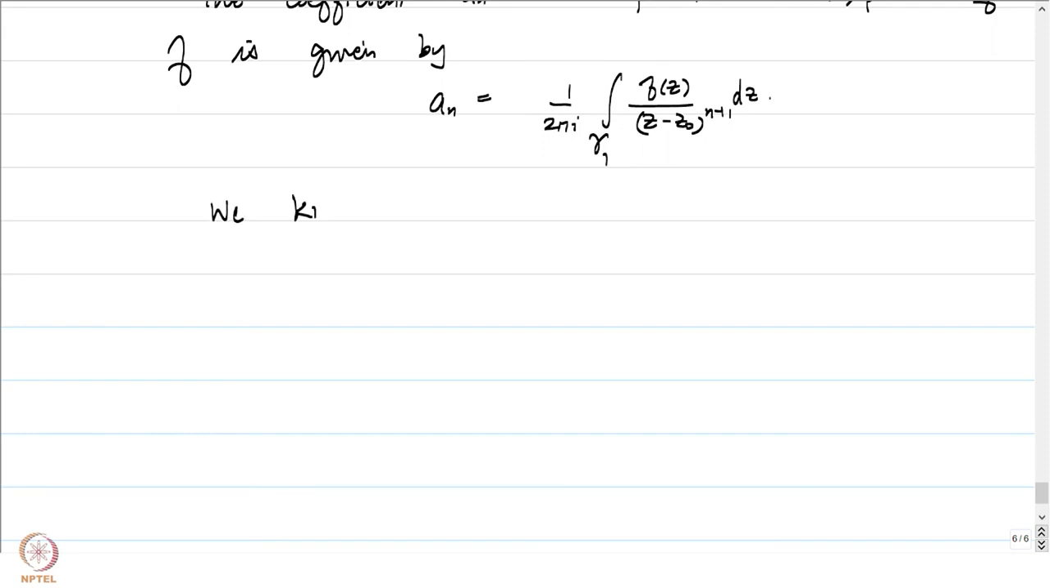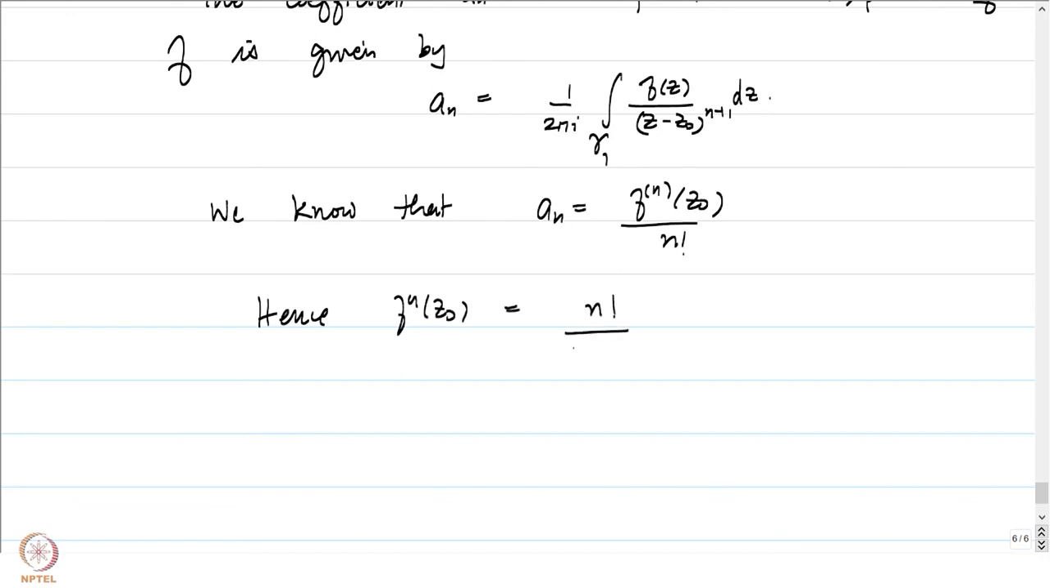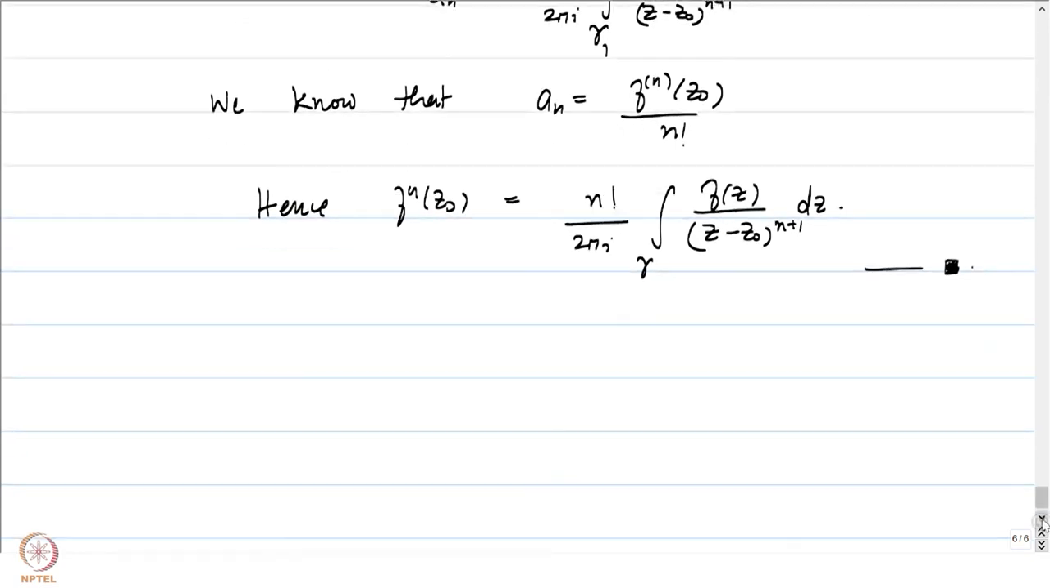We know that a n is equal to f^(n) at z naught by n factorial. And by plugging it in, we have f^(n) at z naught is equal to n factorial by 2 pi I times the integral over gamma 1, which is the same as the integral over gamma of f of z by z minus z naught to the power n plus 1 dz. And this is what we had set out to prove. So, if you notice, when n is equal to 0, we just end up with our usual Cauchy integral formula. That is why this is also called the higher order Cauchy integral formula.